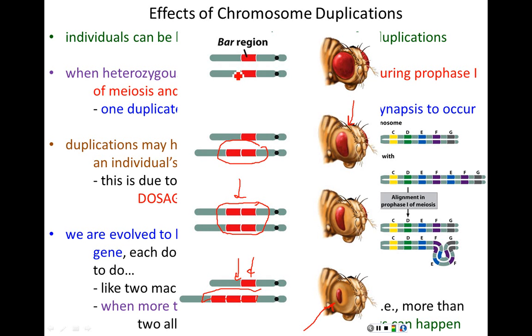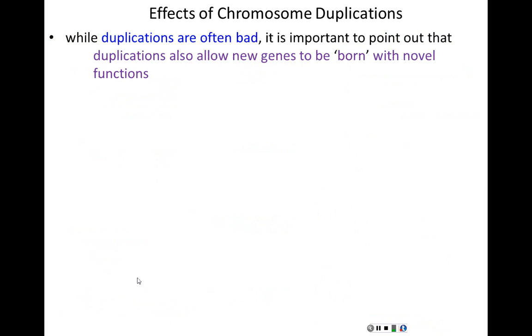So the genes in this bar region play a role in eye development by restricting the eye formation, not allowing the eye to be too big. But too many of those restrictive eye development genes restricts eye development too much. We have unbalanced gene dosage. The genes that are responsible for making eyes can't overcome this additional restriction, and so the fly develops much smaller eyes. So duplications are often bad.